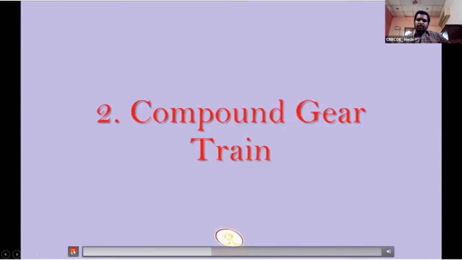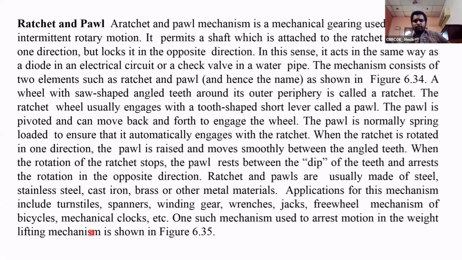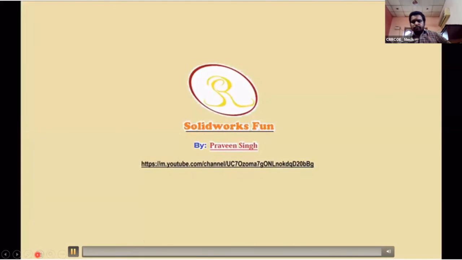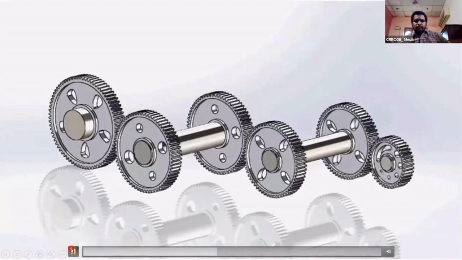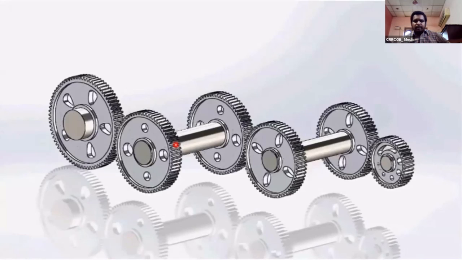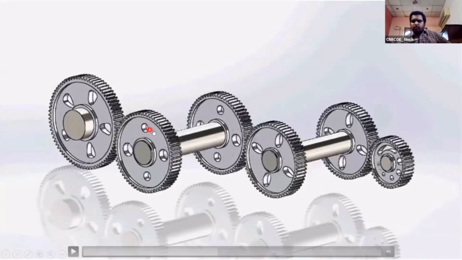Compound gear train means one shaft has two gears. See this, here the shaft has two gears. If one shaft consists of more than one gear, then it is called a compound gear train. The rotation from the first gear is transmitted to the second gear on the shaft, and then to the next gear on this shaft. This clockwise rotation, this is anti-clockwise again, and it is converted into clockwise. If a shaft has more than one gear, then it is called a compound gear train.